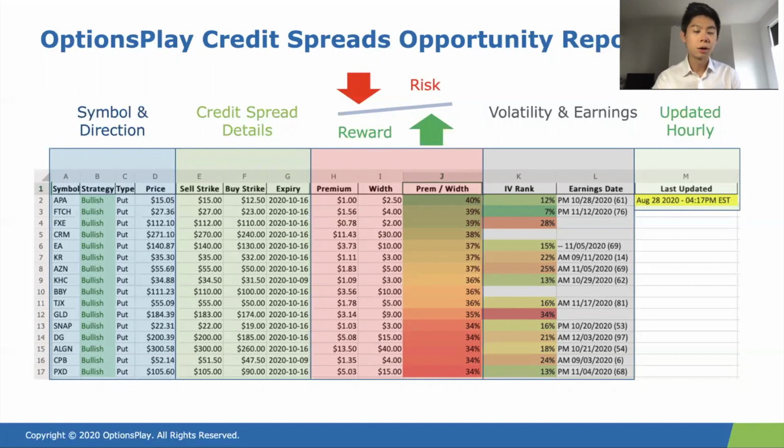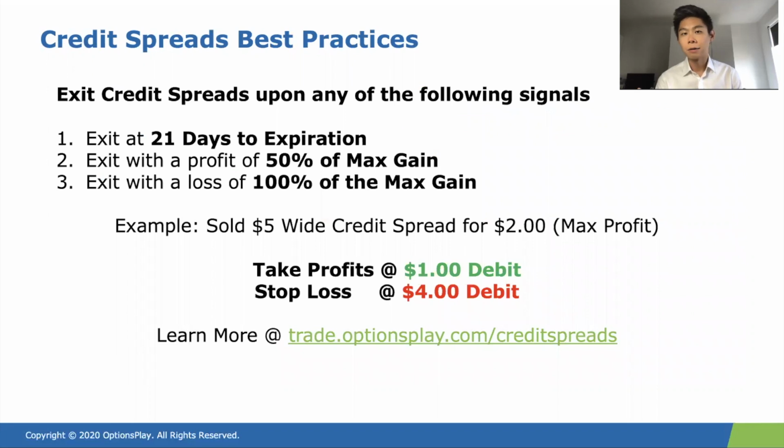So for those of you that are familiar with credit spreads, we generally have a few best practices. So I have a quick summary of how to utilize this report. Generally speaking, with any of these strategies, once you enter them, we have 3 potential triggers to exit the trade. Whichever one of these 3 triggers first, that is your signal to exit. So whenever you sell a credit spread, you either exit at 21 days to expiration, a 50% gain of the max profit, or a 100% loss of the max gain. Whichever one of these three triggers first, that's when you exit.